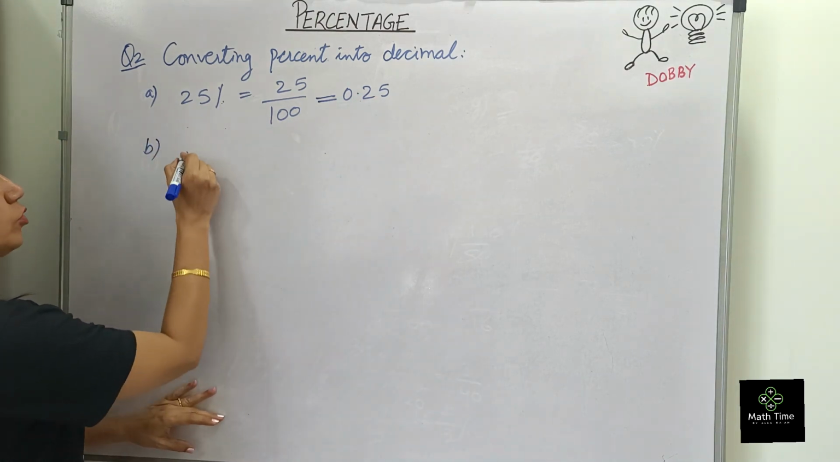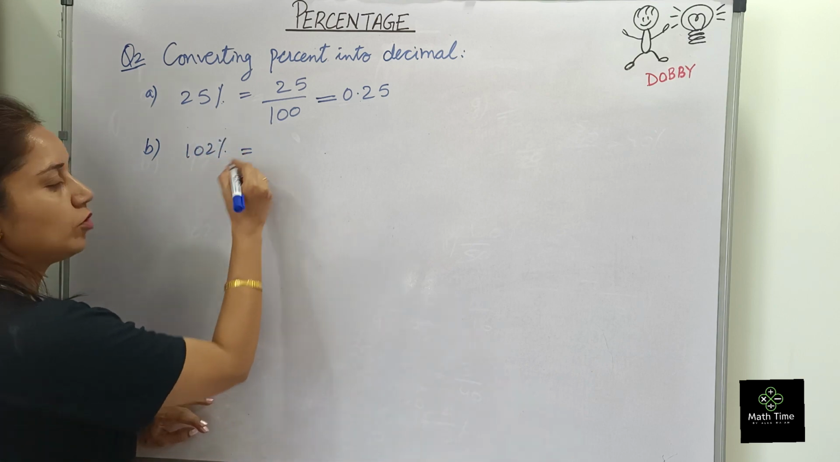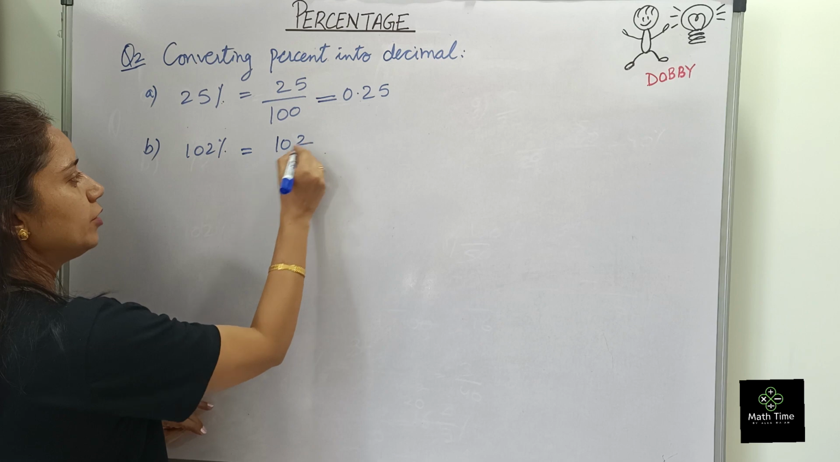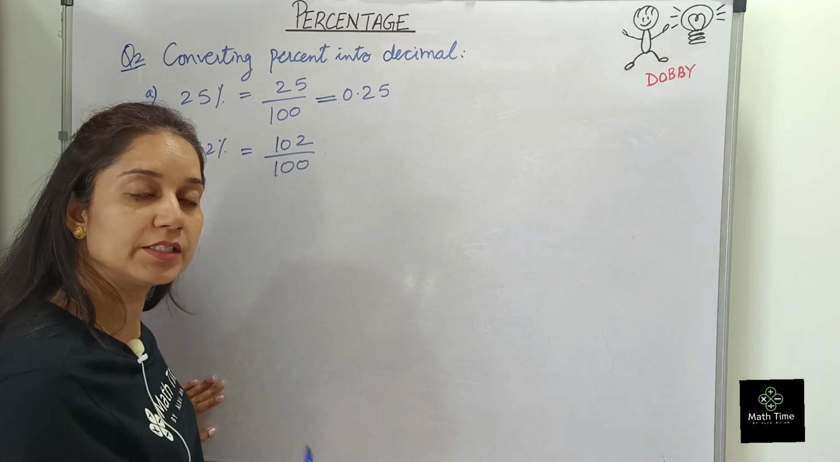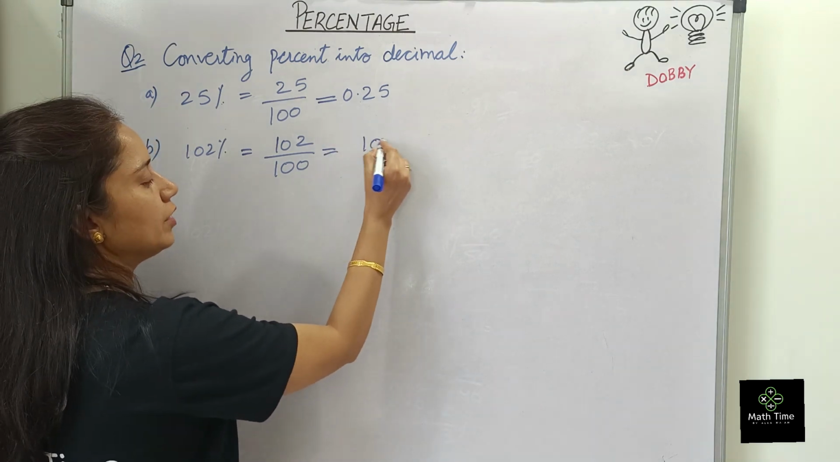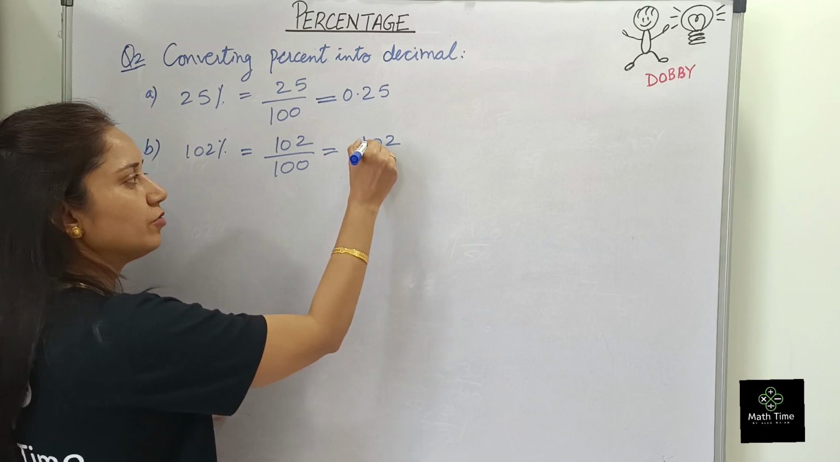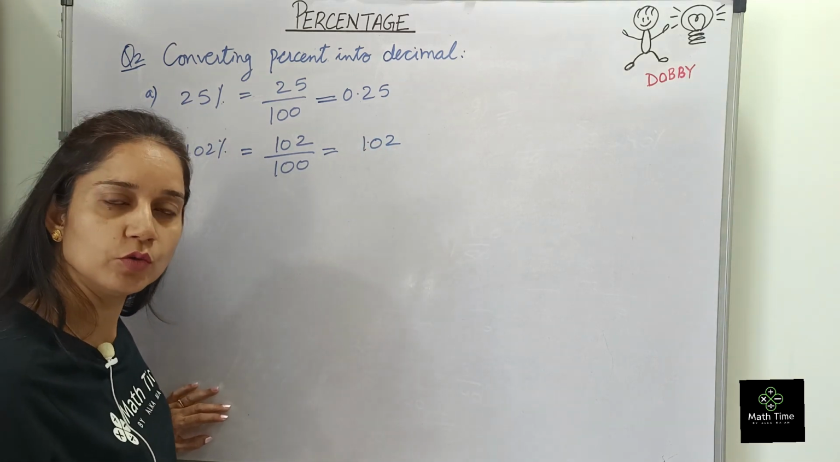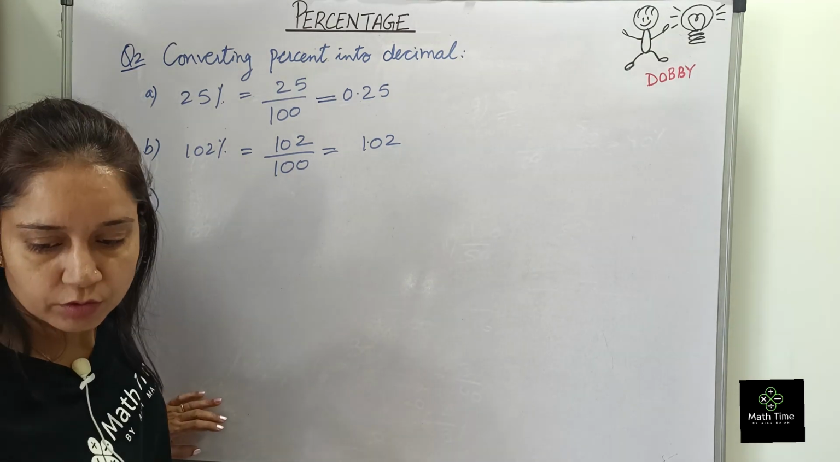B part, suppose you are having 102%. First of all, remove the percent symbol. 102 out of 100. Now 100 in the denominator tells us how many decimal places? 2 decimal places from the right side. 102. 1, 2. The decimal will come after 1. 1.02 is the answer.